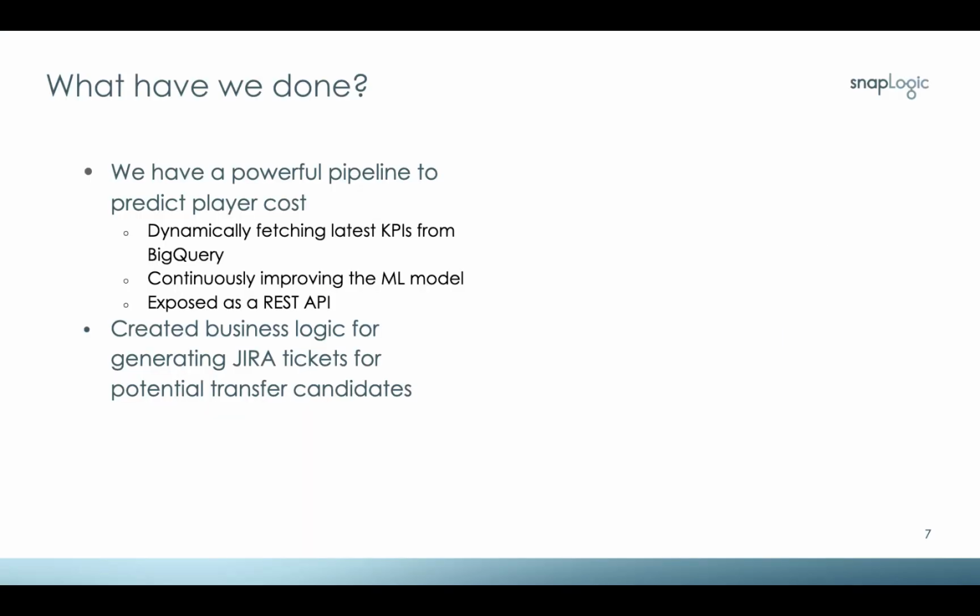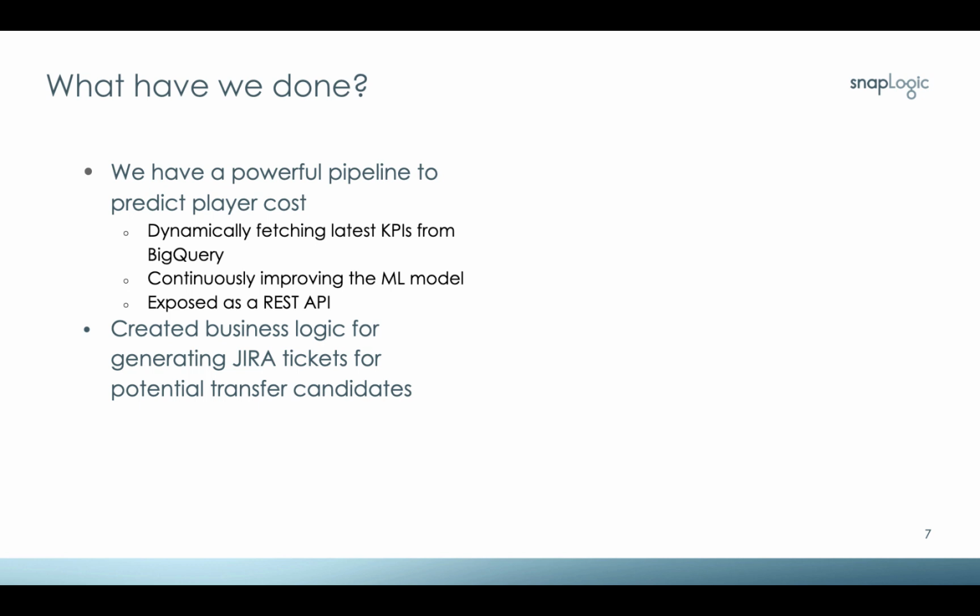So in the beginning of the video, we showed how we can have a powerful pipeline to use AutoML and machine learning to predict a fantasy Premier League player's cost. We fetched KPIs and information about players from Google's BigQuery platform. Then we used the AutoML components of SnapLogic to create a machine learning model. We then exposed our pipeline as a REST API and fed players that we want to predict into the pipeline. And as output, we got a response with the players as well as their predicted prices or cost according to our model.